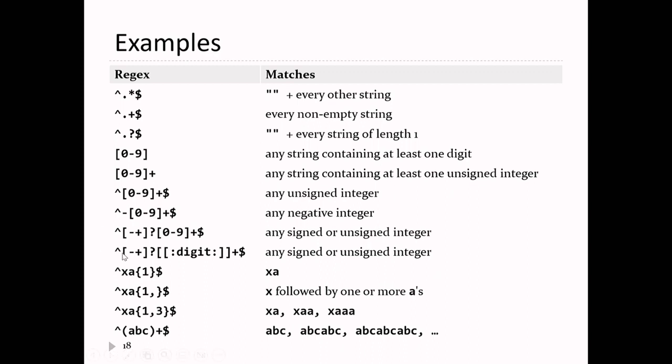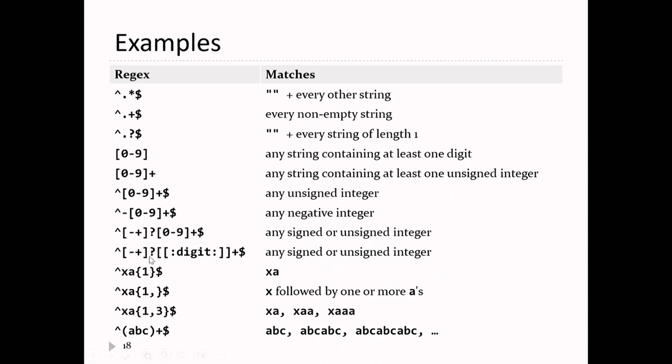Now, what if you want to allow the minus sign or plus sign in front? So square brackets, minus plus, and then a question mark, so 0 or 1 of these. So I can have a minus sign, I can have a single plus sign, or I can have neither. That will match, followed by one or more digits. So that's any signed or unsigned integer.